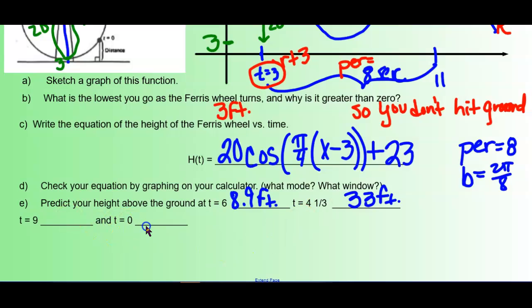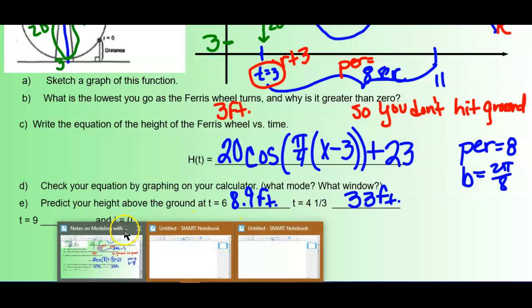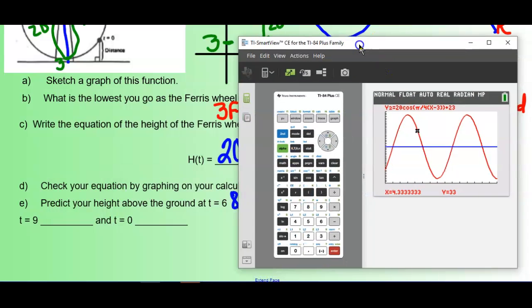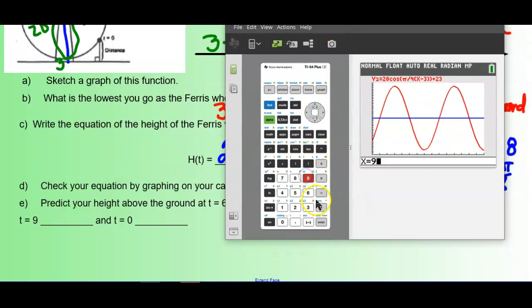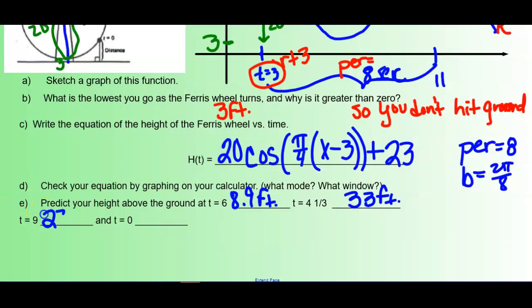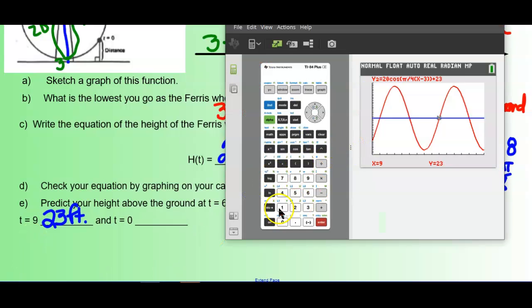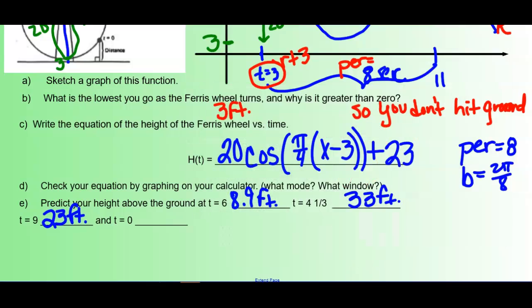Then we have 9 seconds and 0 seconds. I lost my calculator. All right, at 9 seconds, he was at the midline. And then the big question, how high was he when they actually started the ride? At 0 seconds, he was at 8.9 feet.